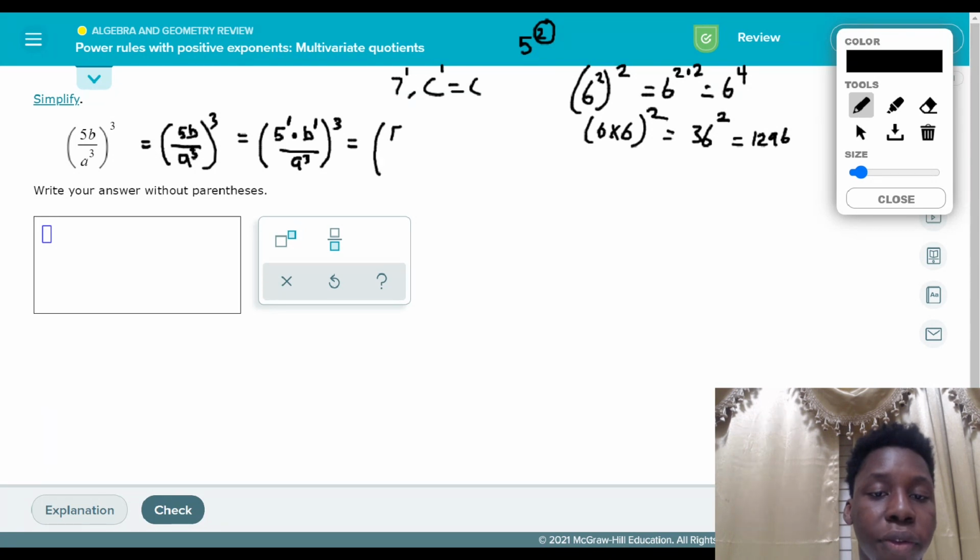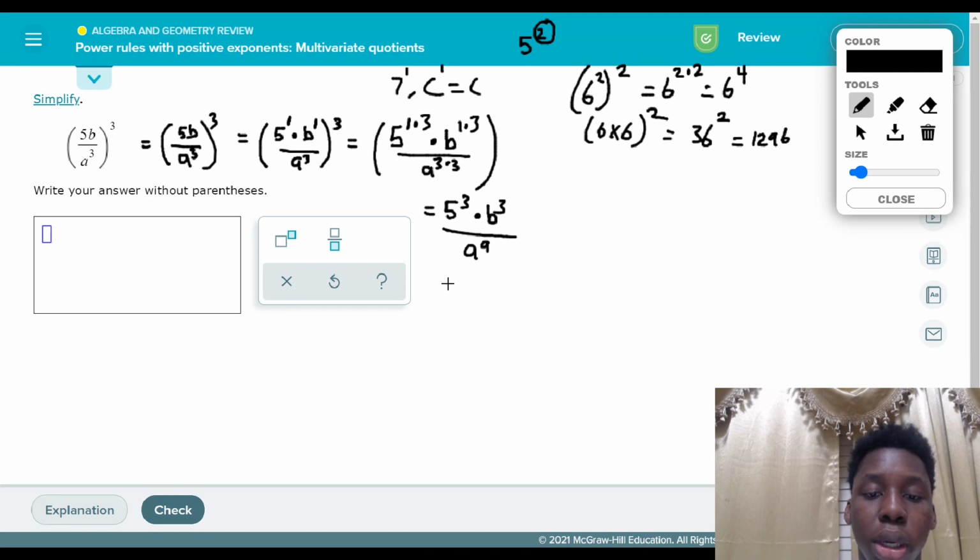So we come over here and say 5 to the power 1 times 3. I'm multiplying 3 by each of the numbers and the letters in this case, times b to the power 1 times 3 again, divided by a to the power 3 times 3. Based on that, all we have to do is multiply the powers. So we have 5 to the power 3 times b to the power 3, because 1 times 3 equals 3, divided by a to the power 9.